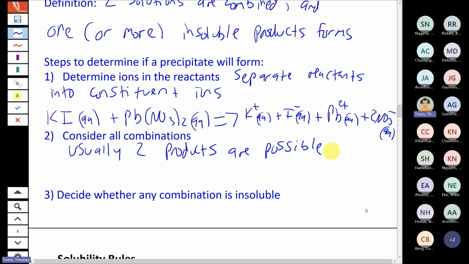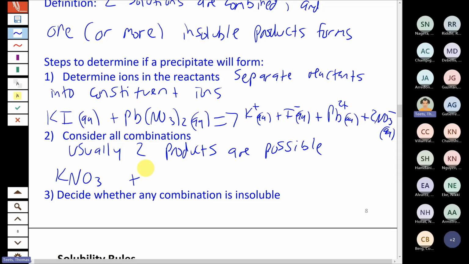So in this case, what you would have, as we said, is the cation from the first, which is K+, combining with the anion from the second reactant, which is NO3. So you'd make KNO3 as one of your products. K+ and NO3- would form a 1-to-1 ionic compound.